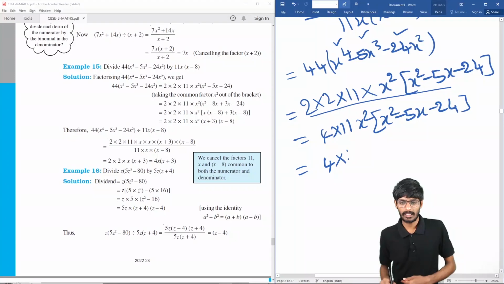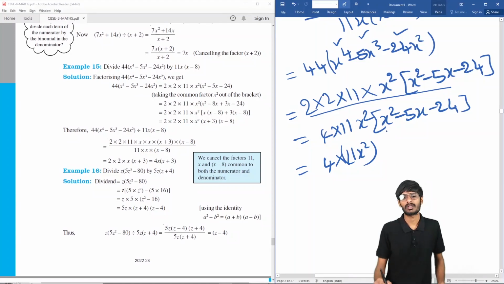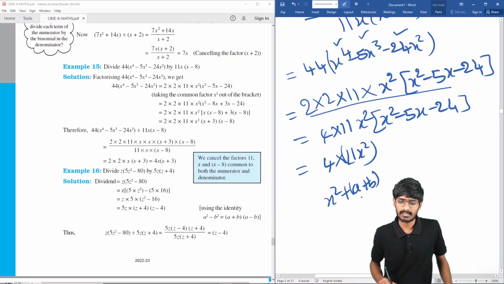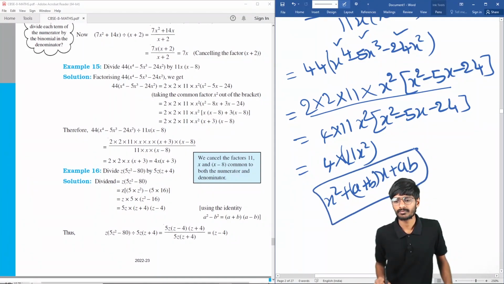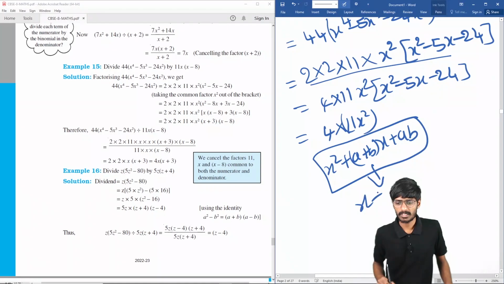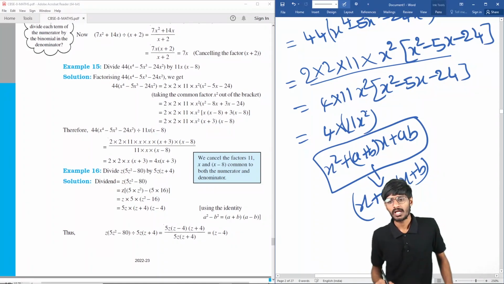That is 11x^2 into, here you can write it further. You can make it further. It is in the form of x^2 plus (a plus b)x plus ab, and that is identically equal to (x plus a) into (x plus b). If you do this task, what you will get? That is x^2 minus 8x plus 3x minus 24. You can write it like that. And simply by using this formula, you can write it as (x plus 3) into (x minus 8).